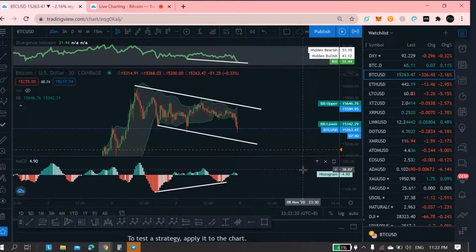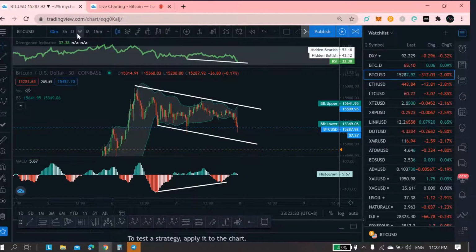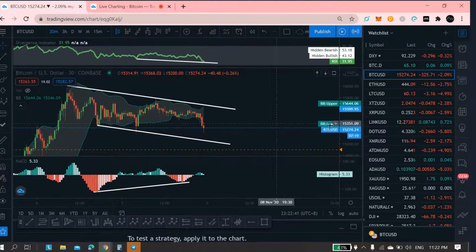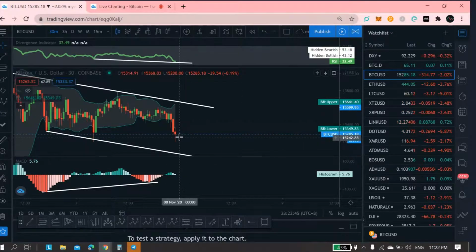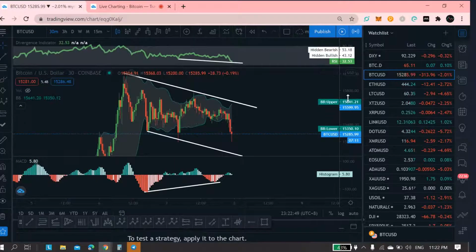Because before, as I've mentioned, I was using the 1 minute time frame, and I think it's better to use a higher time frame. That's why I made a setup of 30 minutes, 3 hours, and then the higher time frames, which are the daily, weekly, and monthly. So there, at least it's getting back inside this Bollinger Band.